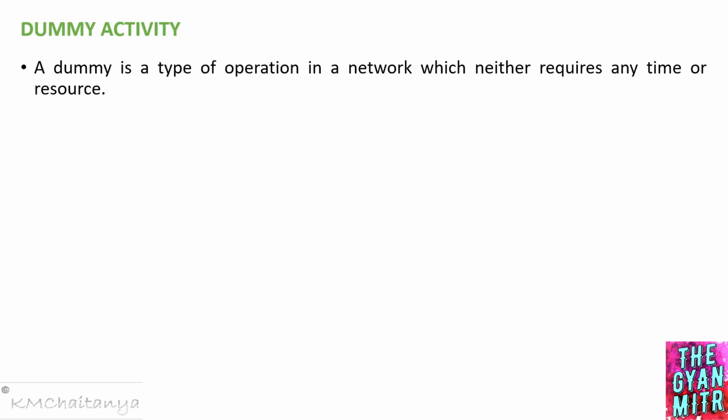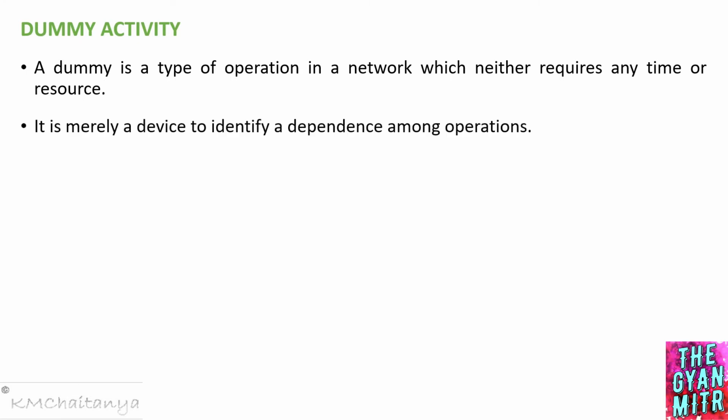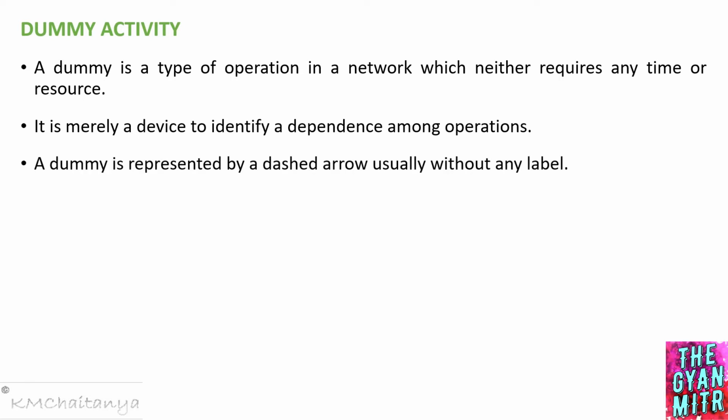A dummy activity is a type of operation in a network which neither consumes any time nor any resource. It is merely used as an identification for dependency among the operations. A dummy is usually represented by a dashed arrow, something like this, and we usually do not label a dummy activity.